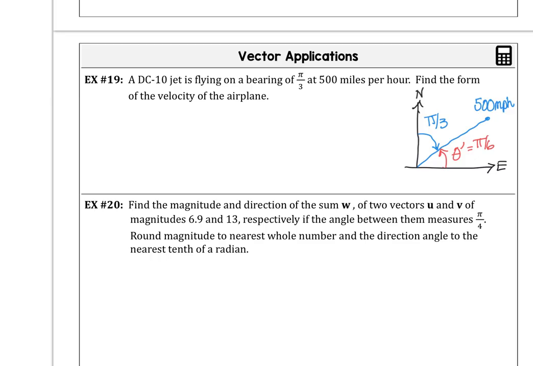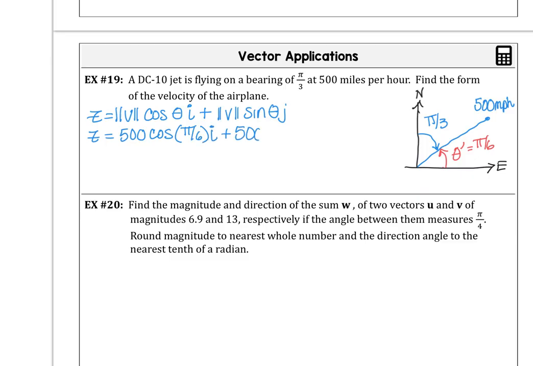Okay, so we've got, I'm going to call it vector z, is the magnitude of the cosine of theta in the i direction plus the magnitude of sine of theta in the j direction. So what's our magnitude? That's 500. And our angle is pi over 6 i. Magnitude, sine of pi over 6 j, because we're using the theta prime angle with trigonometry.